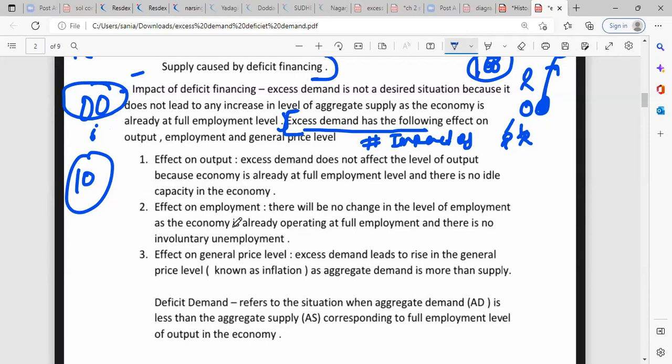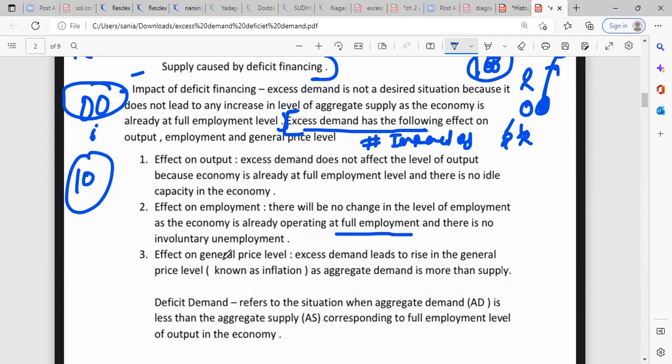Second, effect on employment. There will be no change in the level of employment as the economy is already operating at full employment, and there is no involuntary unemployment. Then effect on general price. Excess demand leads to a rise in general price, known as inflation, as aggregate demand is more than the supply.